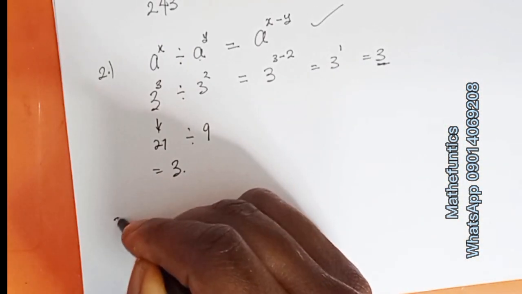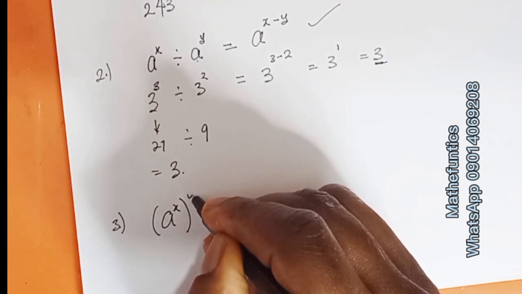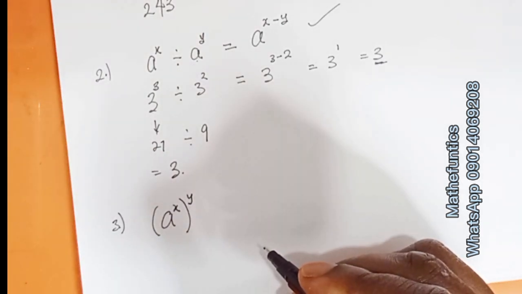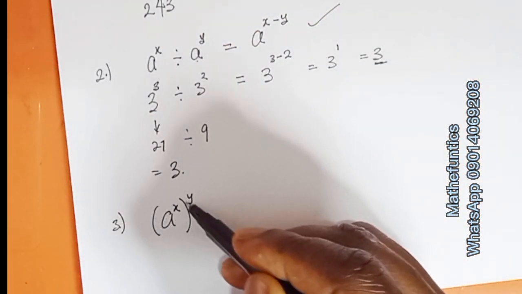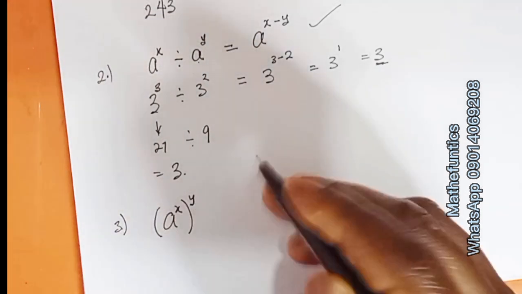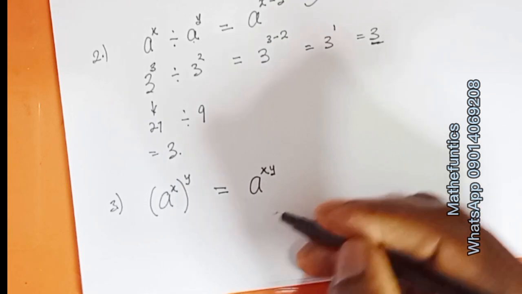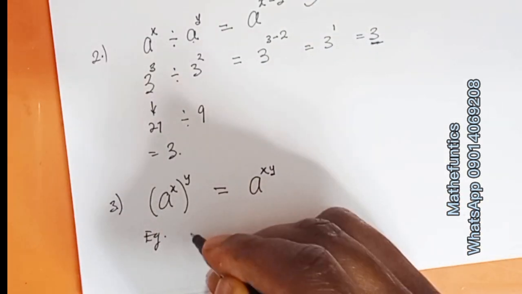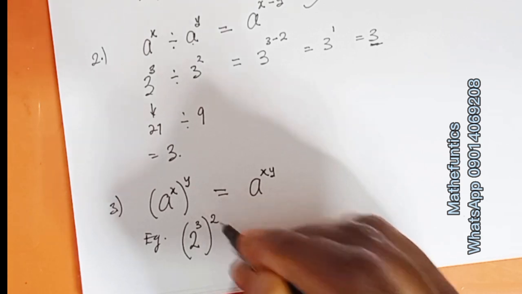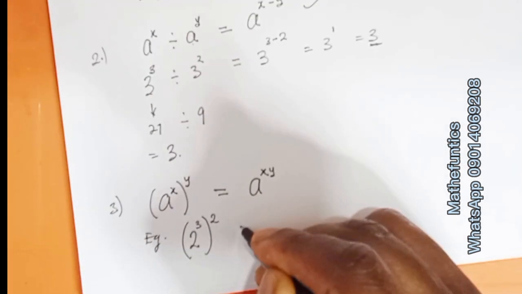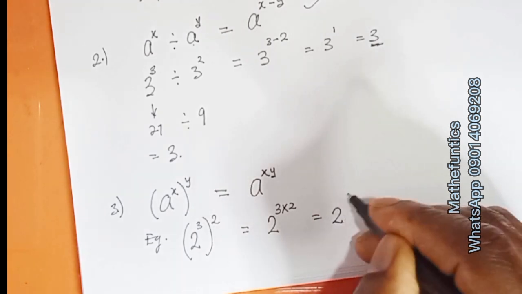And also, what if I have a raised to power x and I am raising that to a power of y? Don't mix it up with this. It's different. This is a raised to power x, multiplied by y. The rule says that I should say a raised to power xy. How did we come about this? Let's take an example. If I have 2 raised to power 3, for instance, and then I square it, raised to power 2, what the rule says is that I should say 2 raised to power 3 times 2, which is 2 raised to power 6.